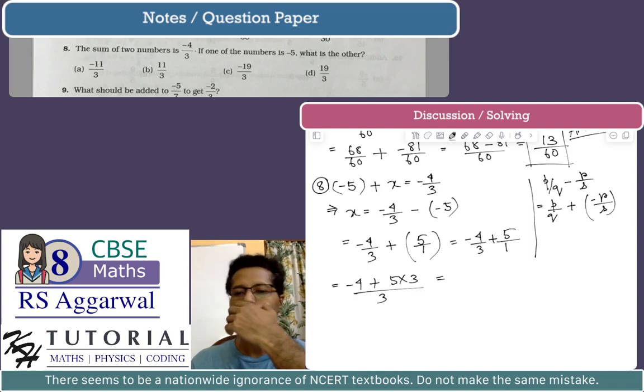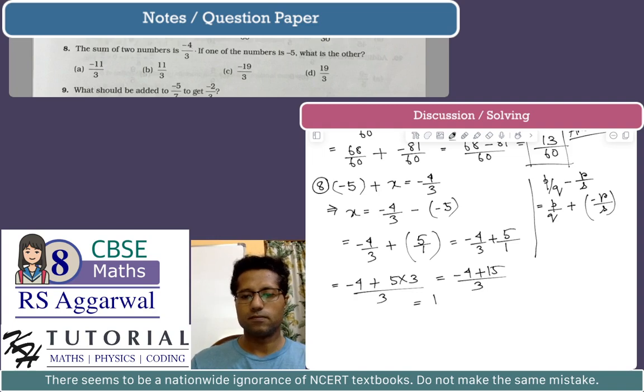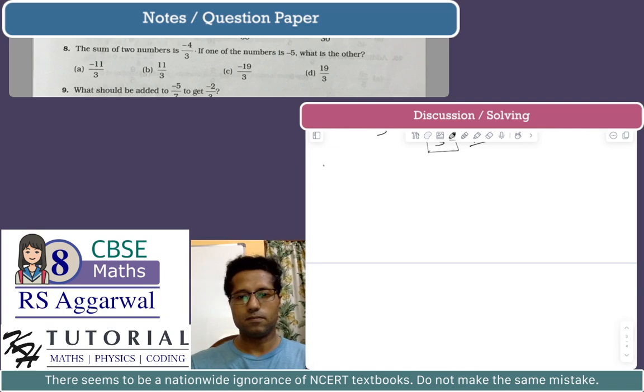This is equal to minus 4 plus 15 by 3, which is equal to 11 by 3. 11 by 3 is the number that we need to add to minus 5. The sum of the two numbers is minus 4 by 3. One number is minus 5, so the other number will be 11 by 3. So the correct choice is B. B is the correct choice. Okay, let's do now problem number 9.